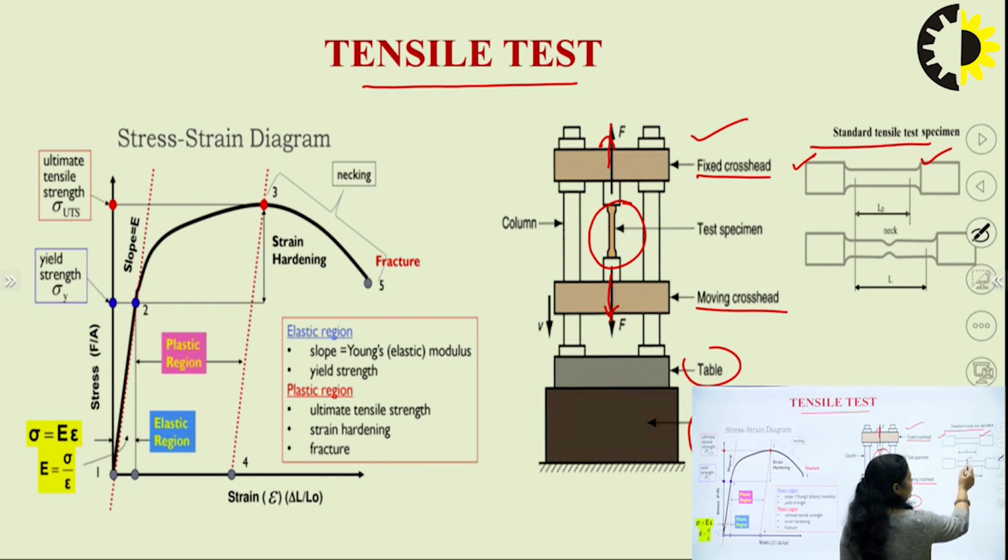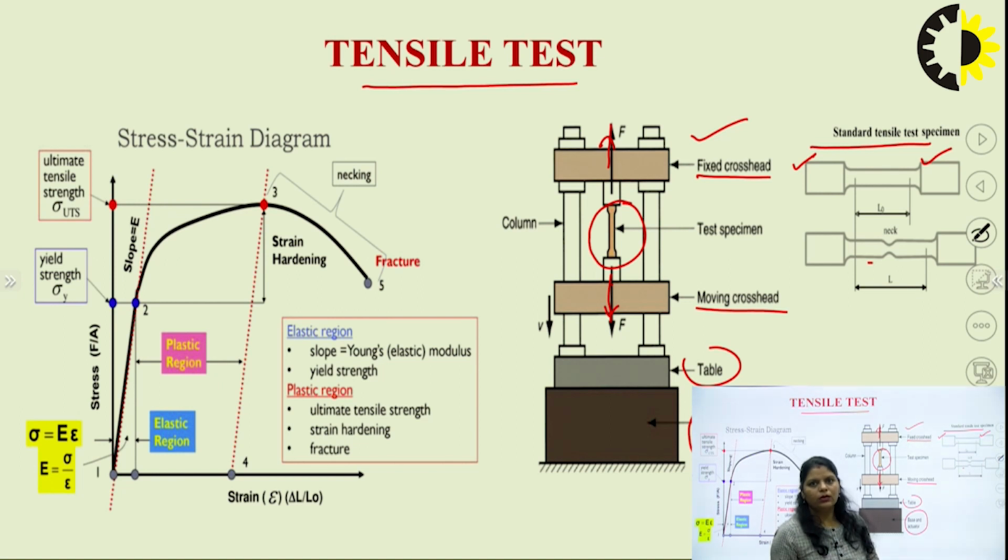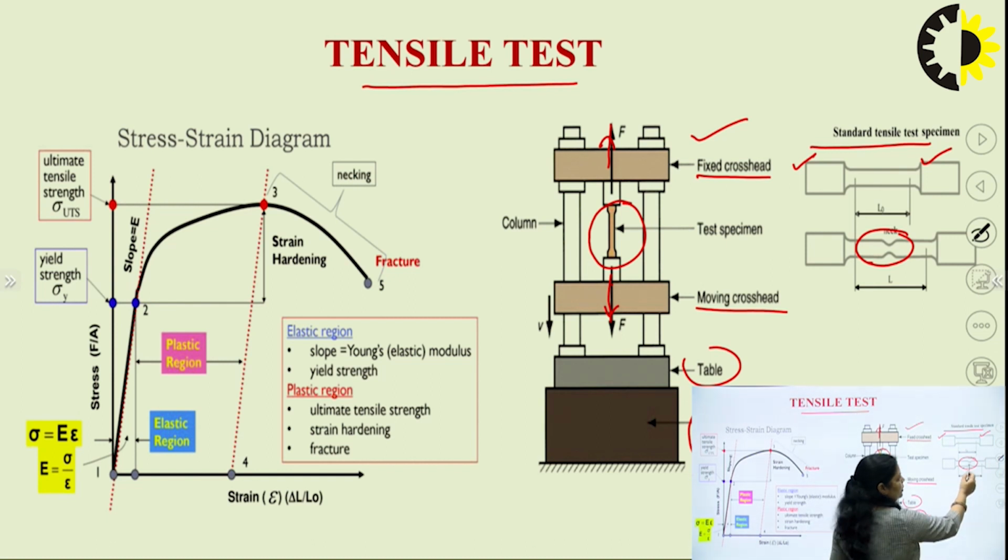When we apply the tensile force, elongation will take place. And if elongation is happening, it means the length will increase, and after a particular time the necking region will start, necking of the material will start. So, this is the necking region. In this region we can see the diameter of the cross section is less. And after that we will get the fracture point.